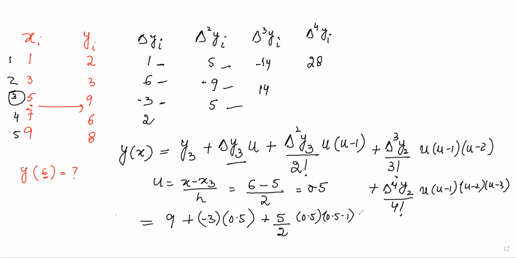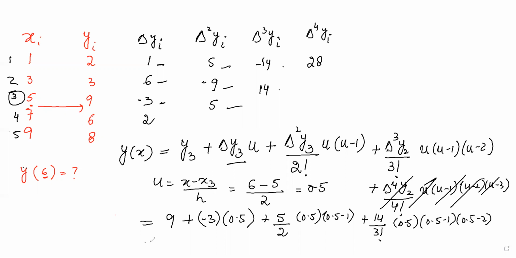Then we have plus delta 3 y2. This is delta 3 y1, this is delta 3 y2, so it becomes 14 divided by 3 factorial, 0.5 minus 1 into 0.5 minus 2. Then we have delta 4 y2. We do not have delta 4 y2, therefore this entry goes.